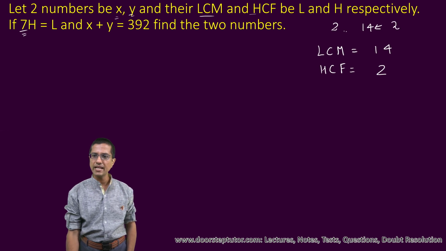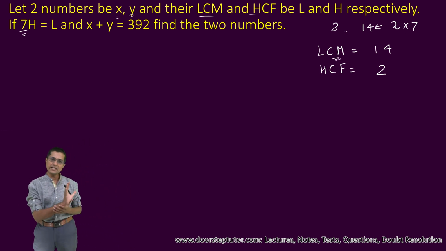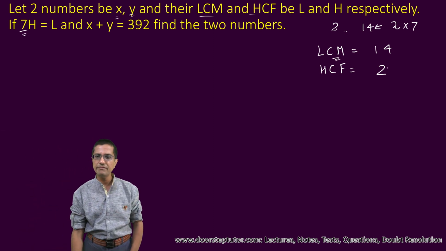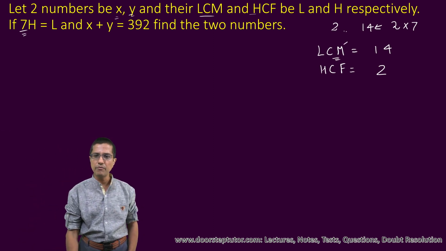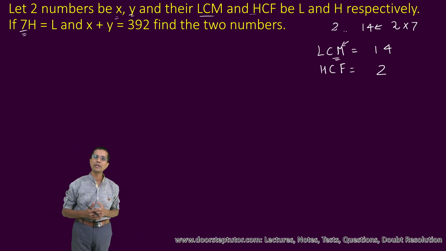So this 14 I can write as 2 into 7, whereas the LCM contains the factors across all the numbers. So I need to take the factors of all the numbers into account when I write the LCM. It is a multiple, which means that it appears in tables of both the numbers.